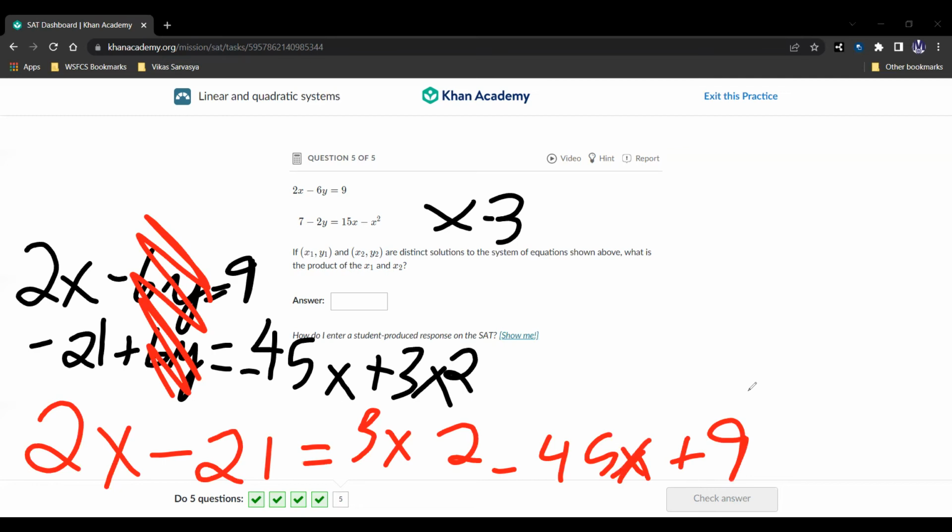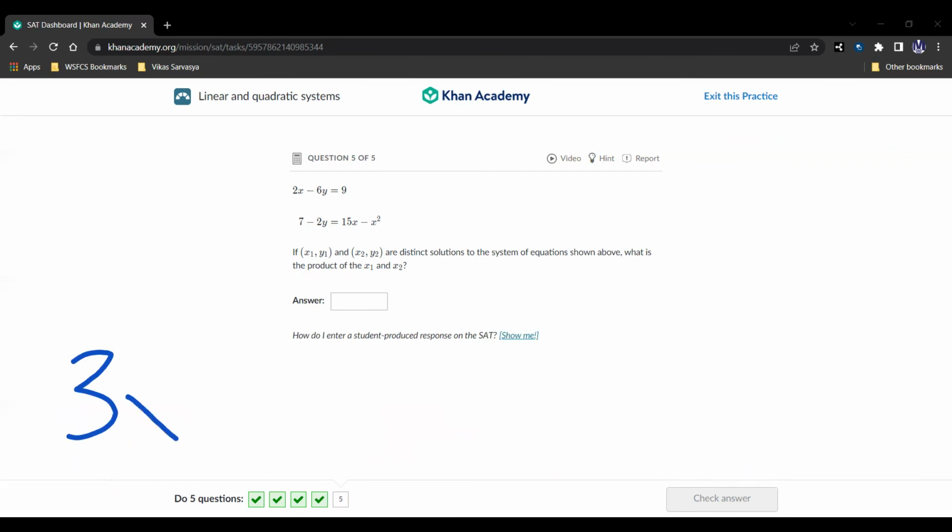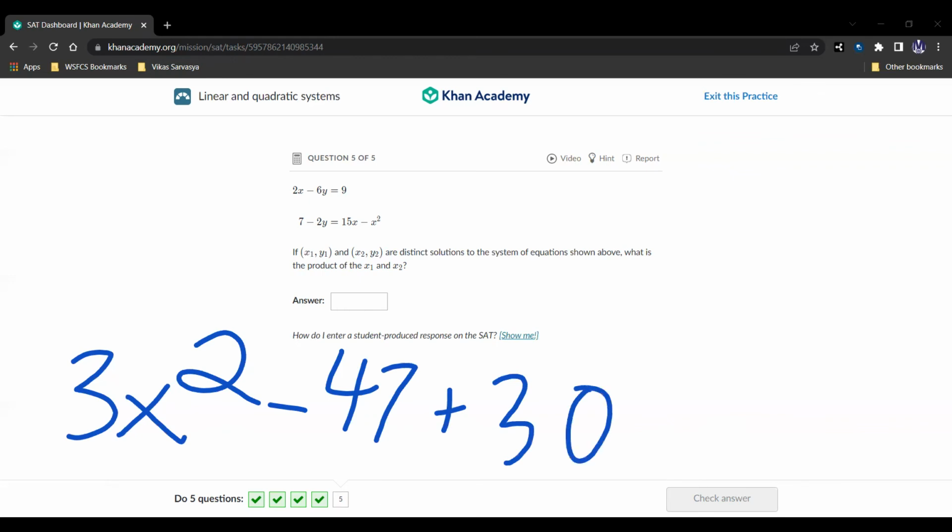And let's see what we can do. So we add the 21 to both sides, we subtract the 2x from both sides, and we're left with 3x squared minus 47x plus 30. Let's try to factor this. Or before we factor it, let's try something else. This is why you read the question, as we said before. They're asking us for the product of x1 and x2, the product of the roots.